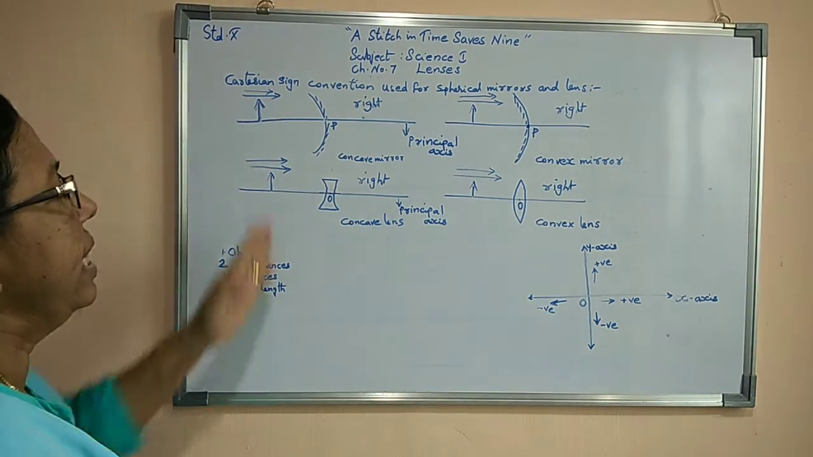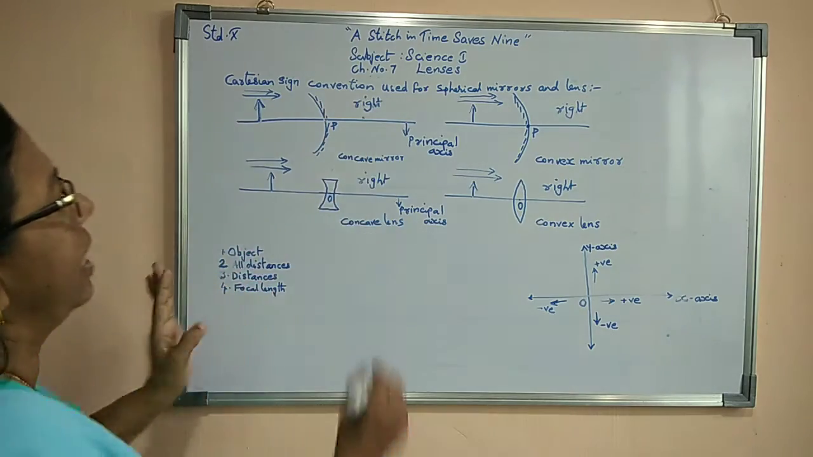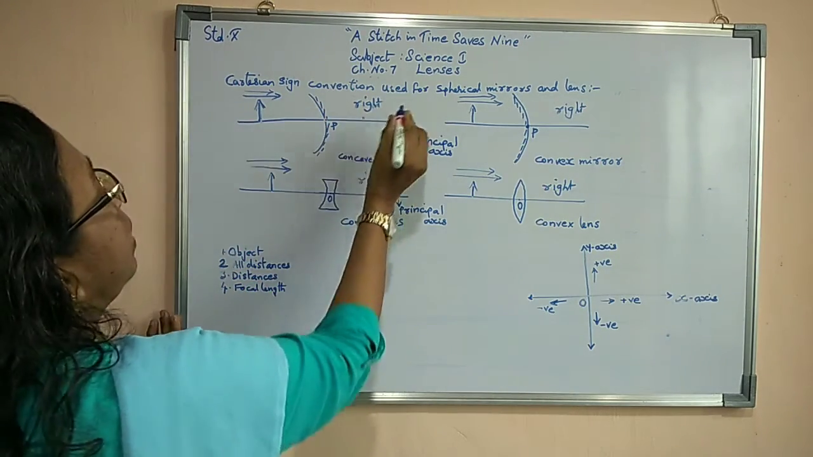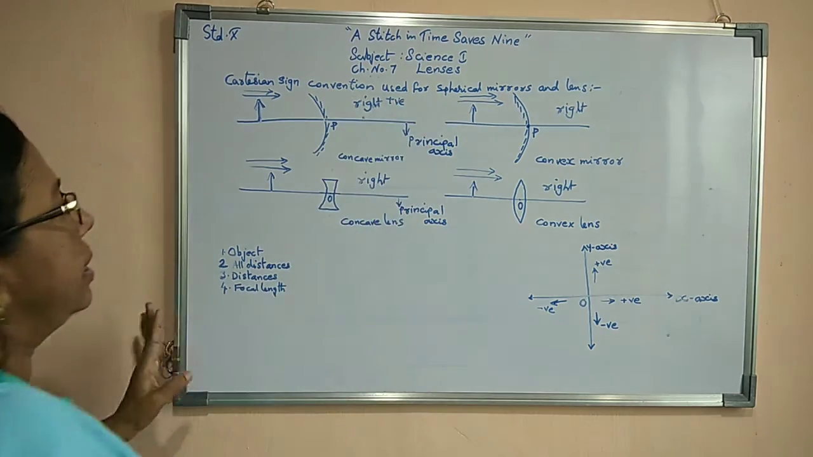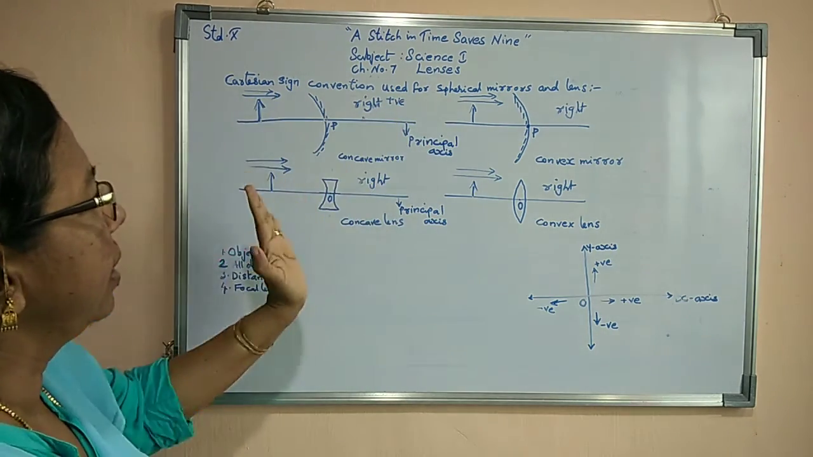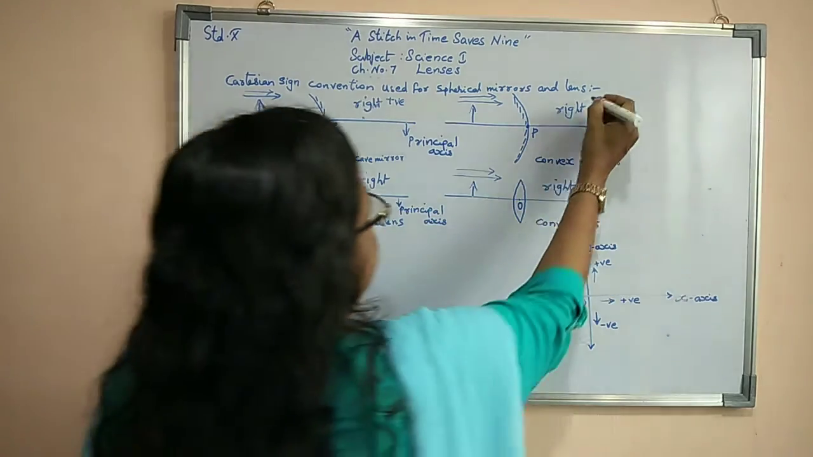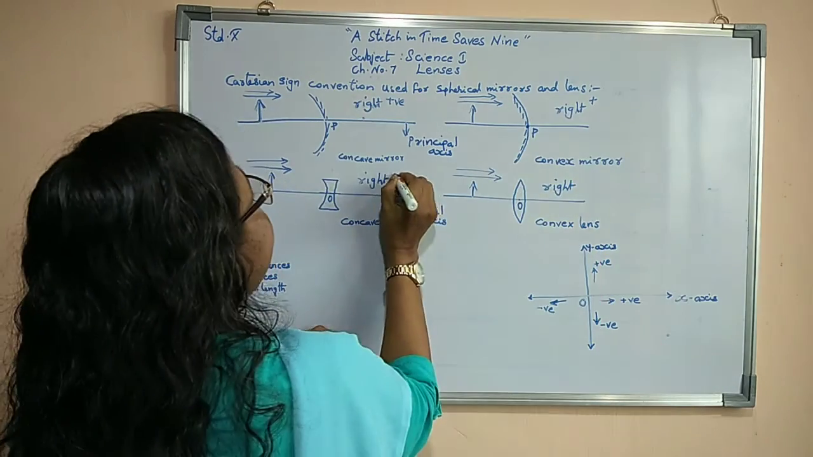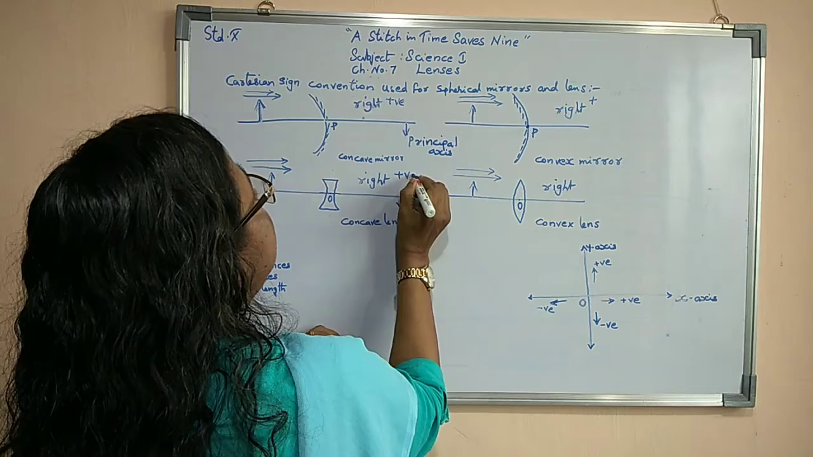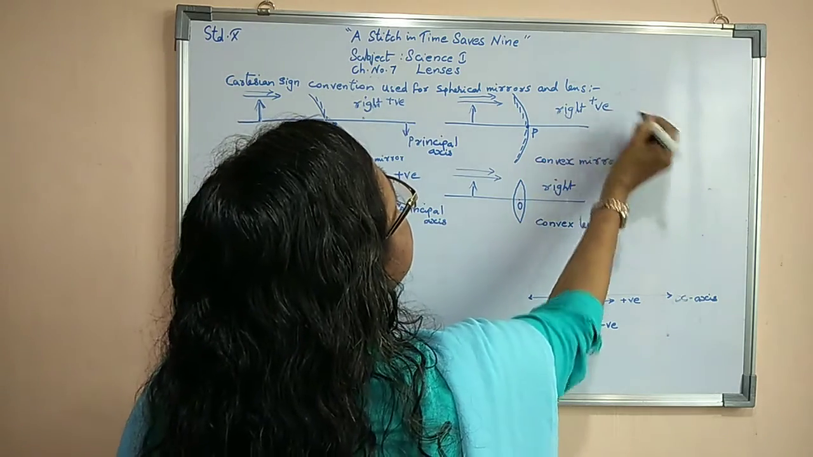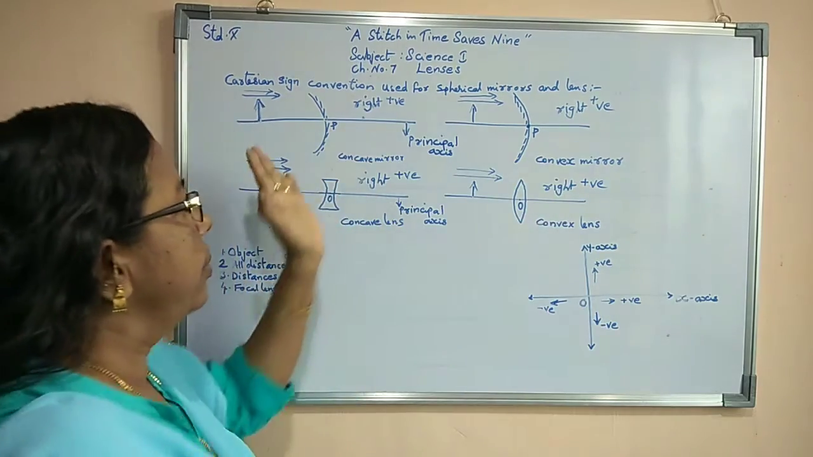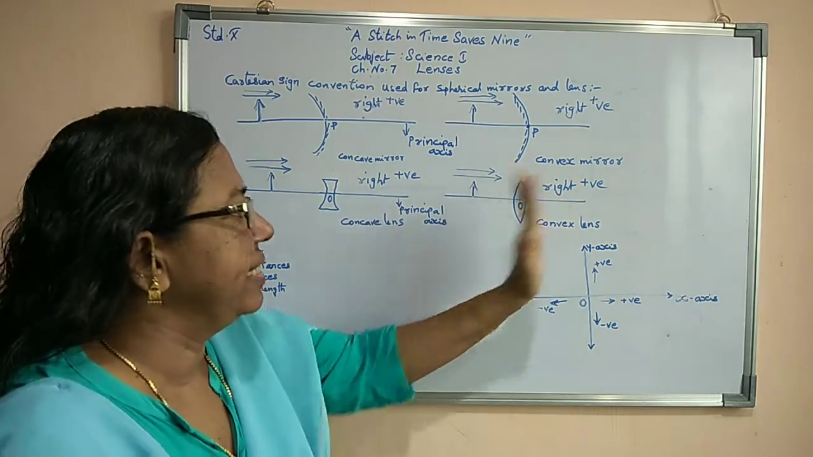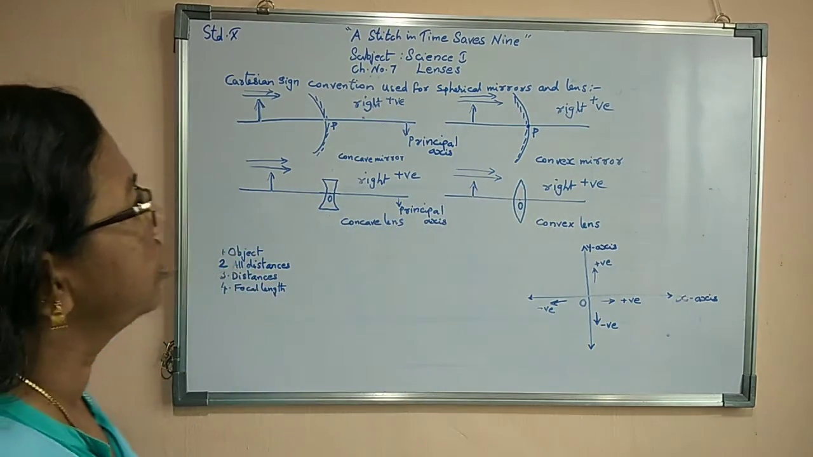So what we are studying? Distances right of the mirror or right of the lens are taken as positive. Right side, all values we have to take as positive. Distances right of the mirrors as well as lenses are taken as positive.